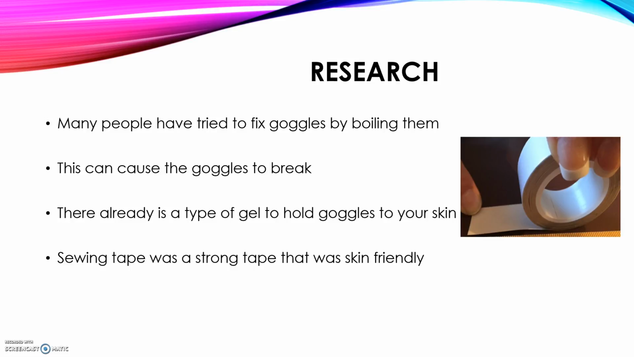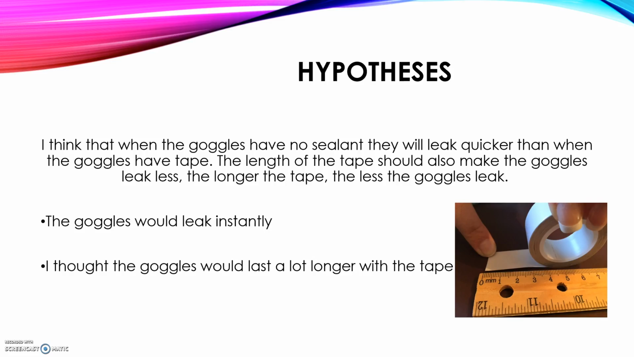Research. Goggles can be fixed by boiling and remolding them. This can cause them to break. Certain gels have been made to prevent goggle leakage. I believe that it would be easier to use tape. Hypothesis. Goggles will leak less when bigger amounts of tape are applied.